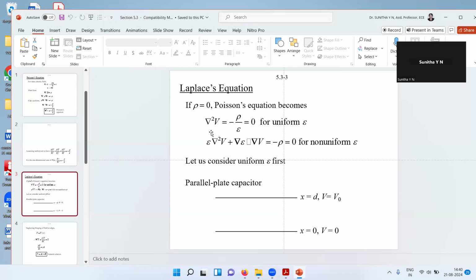What is a Laplace equation? I repeat, it is the same as Poisson's equation, only a condition we apply, that the closed surface doesn't have any charge, that means rho becomes 0, then you will have the Laplace equation, and the Laplace equation says that del square V is equal to 0. Why? Because rho is becoming 0. So Poisson's equation will become the Laplace equation if you substitute rho is equal to 0. If epsilon is non-uniform, you will have a different situation. That's what is given here in this equation. For uniform epsilon, we will find that del square V is equal to 0 is the Laplace equation.